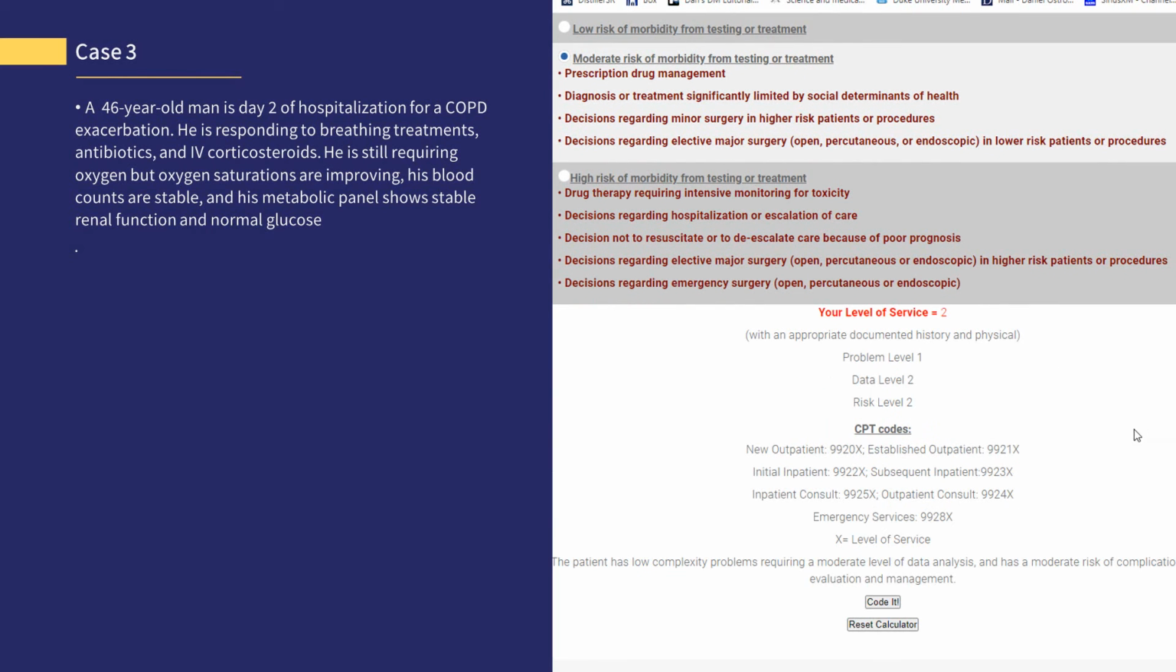Converting the complexities to levels of service yields level 1 for problem, level 2 for data, and level 2 for risk. 2 out of 3 meet or exceed level 2, and so the overall level of service is 2, with a subsequent hospital encounter code of 99232. After practicing for a while using a coding calculator, this will become easier over time.